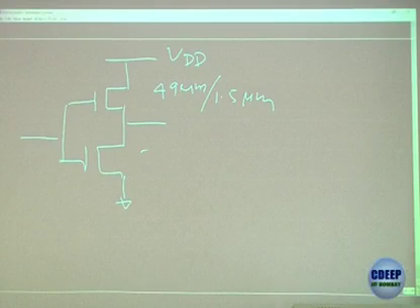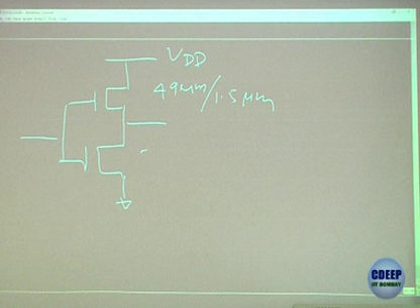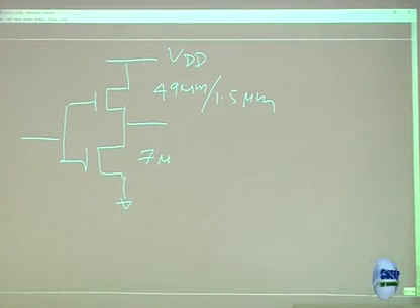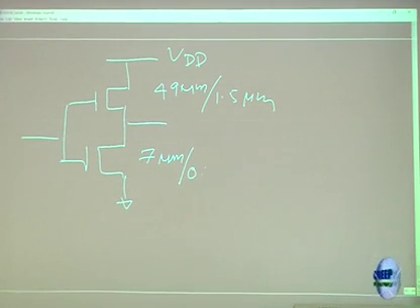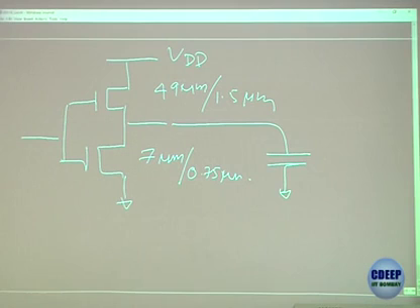This is your VDD, this is 49 microns divided by 1.5 microns, and this would be 7 microns divided by 0.75 microns, and this is the capacitance, which is 1 picofarad.